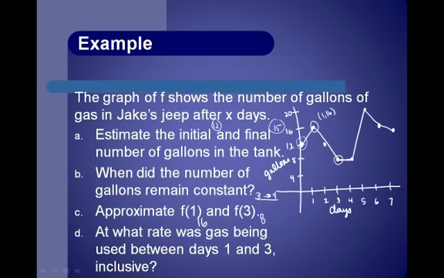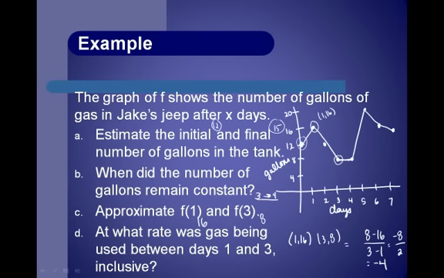And then the last question says, at what rate was gas being used between days 1 and 3 inclusive? So day 1 was the ordered pair (1, 16). Day 3 was the ordered pair (3, 8). So the rate at which it was being used is basically the slope, which would be y2 minus y1, so 8 minus 16, divided by x2 minus x1, which would give us negative 8 over 2, which is negative 4, which basically means we're using gas at the rate of 4 gallons per day.